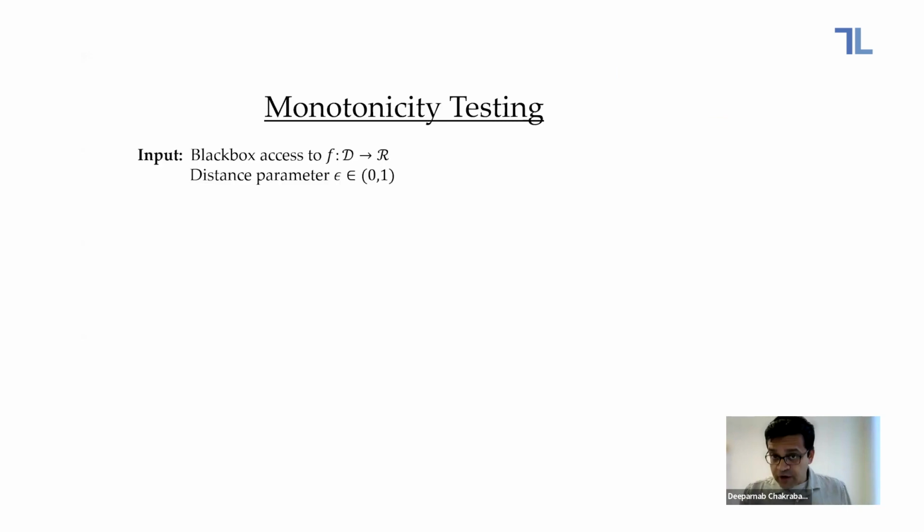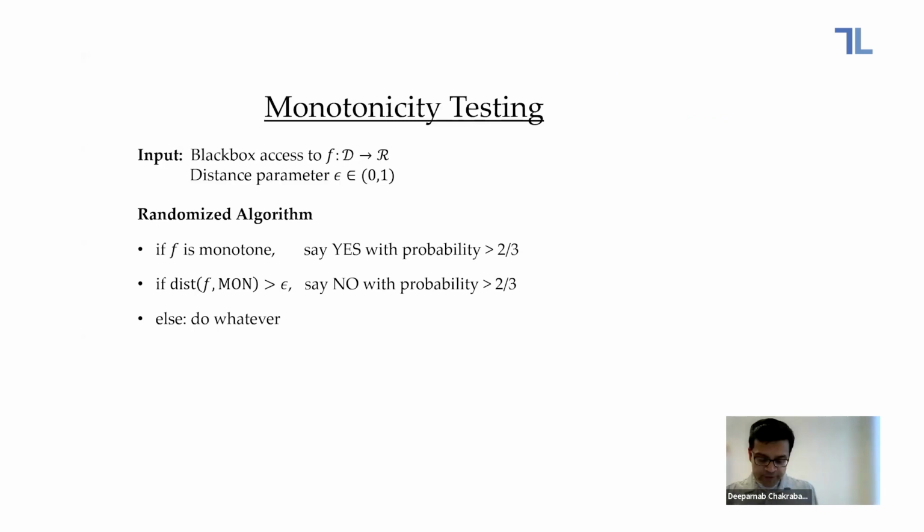What is the goal? A monotonicity tester is a randomized algorithm, and it has the following properties. If f is monotone, if the distance to monotonicity is 0, then this tester must say yes with probability at least 2/3. If the distance to monotonicity is bigger than this distance parameter epsilon, which is part of the input, then it must say no with probability at least 2/3. But if the true distance is somewhere between 0 and epsilon, then it is allowed to do whatever it wants. So it's sort of a promise problem, or rather its output is only guaranteed under the promise that the function is either monotone or far from monotone.